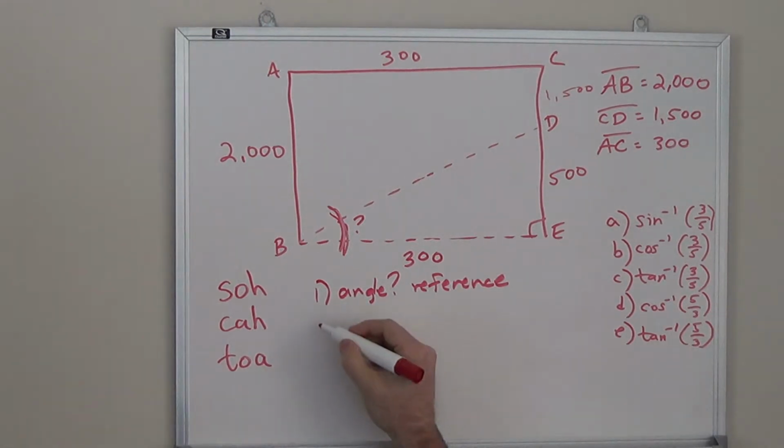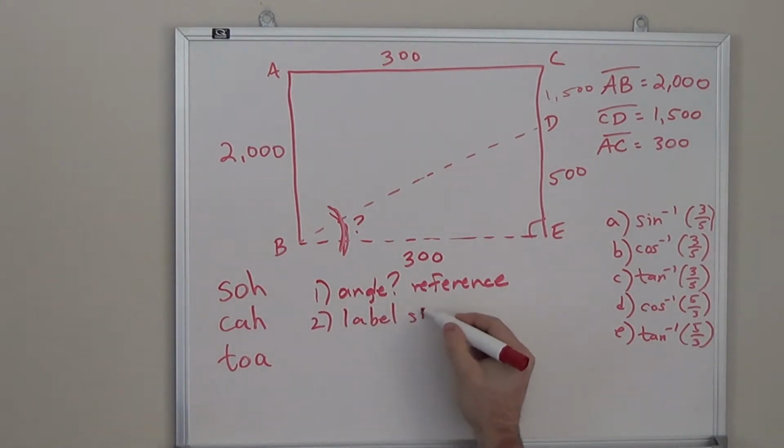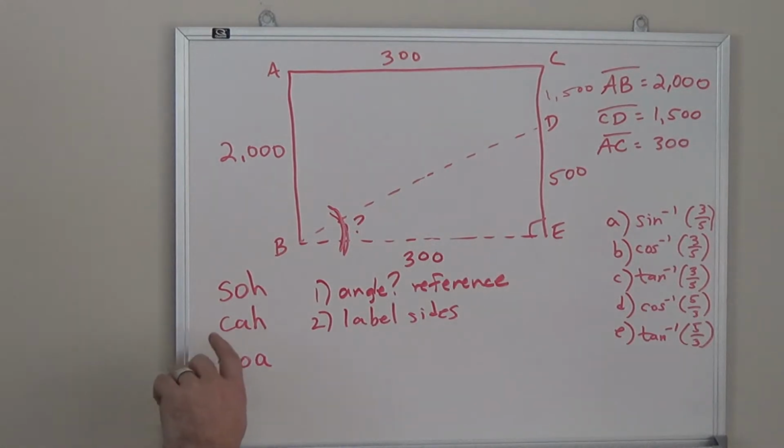And then the second thing I want to do is label my sides. I do that because that will allow me to determine whether I want to use sine, cosine, or tangent. And so we should know by now, sine equals opposite over hypotenuse. Cosine is adjacent over hypotenuse, and tangent is opposite over adjacent. So we have three sides, opposite, adjacent, and a hypotenuse.